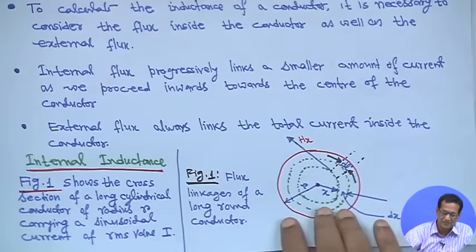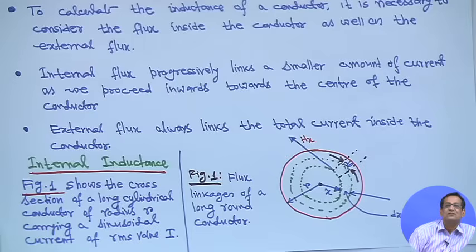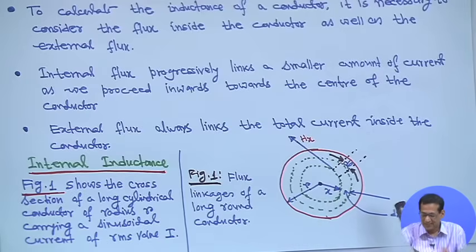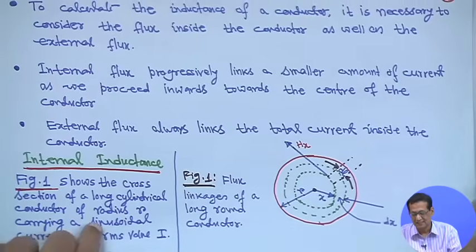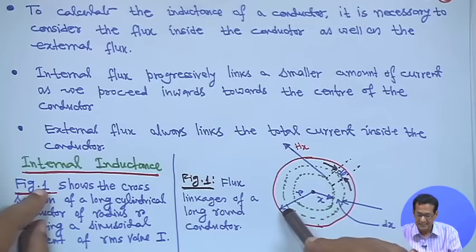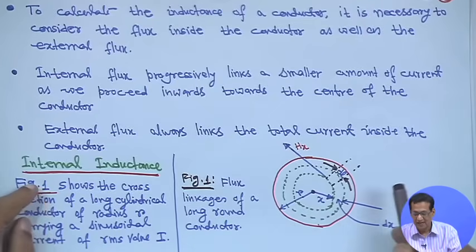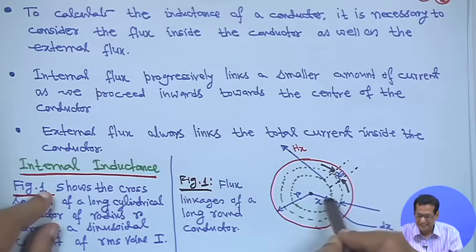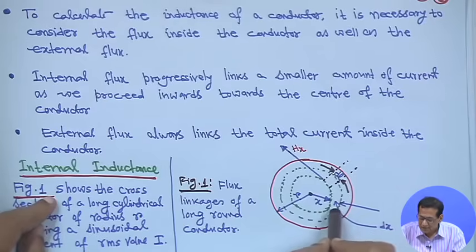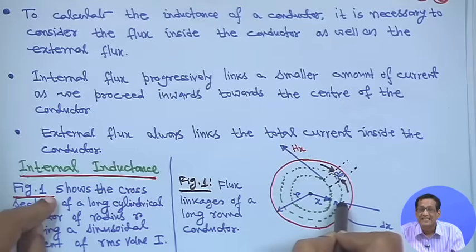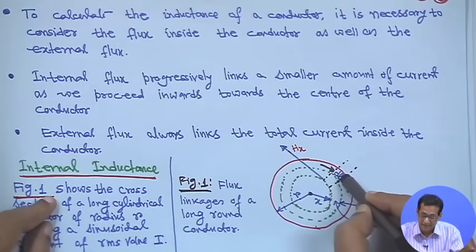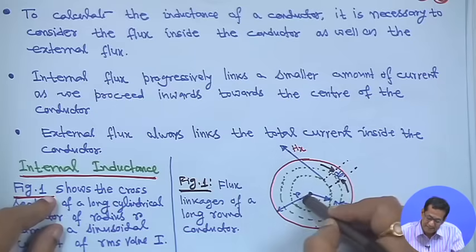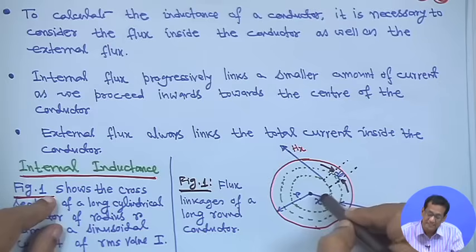Based on this, we will try to find out the internal inductance first. Suppose this is your figure 1, and this is your conductor. It is a long cylindrical conductor, this is the cross-sectional view, and its radius is r. Consider at a distance x a very small infinitesimal length dx, and this is the arc length dl. From here, at a distance x, it is a circular path.